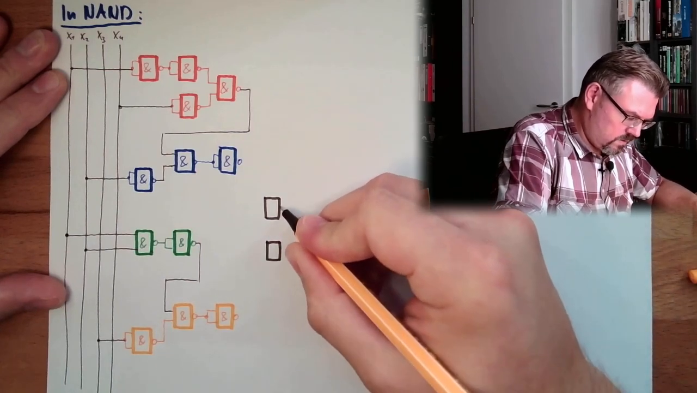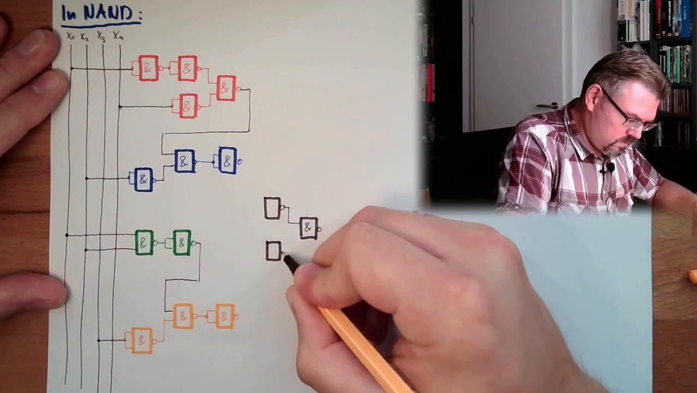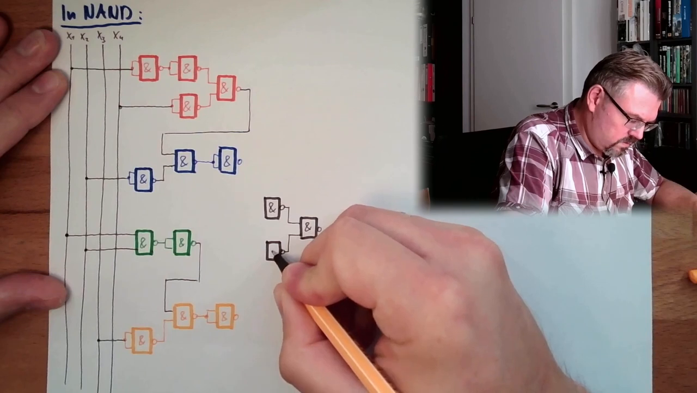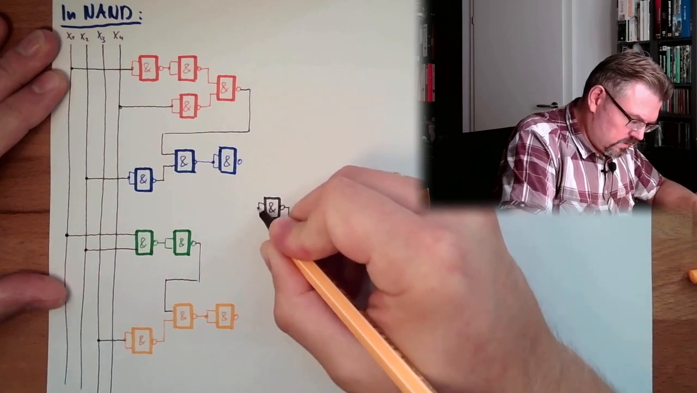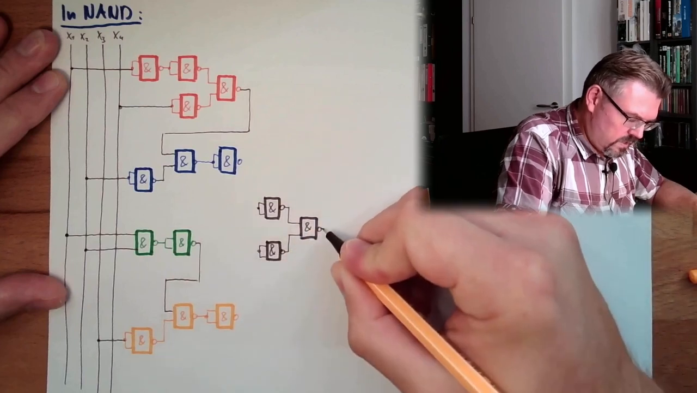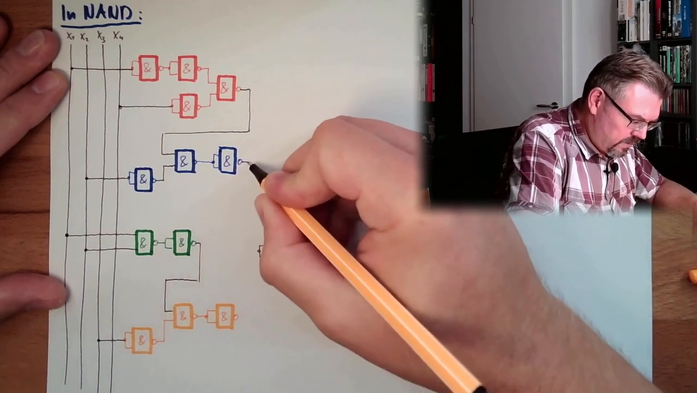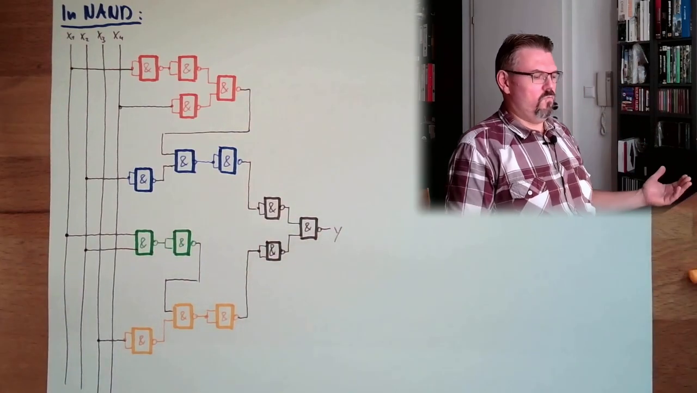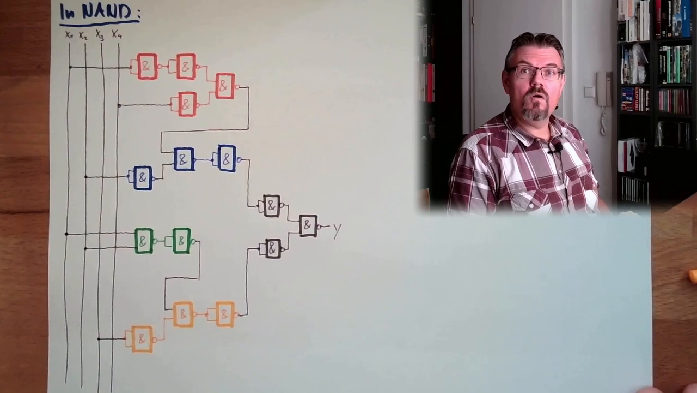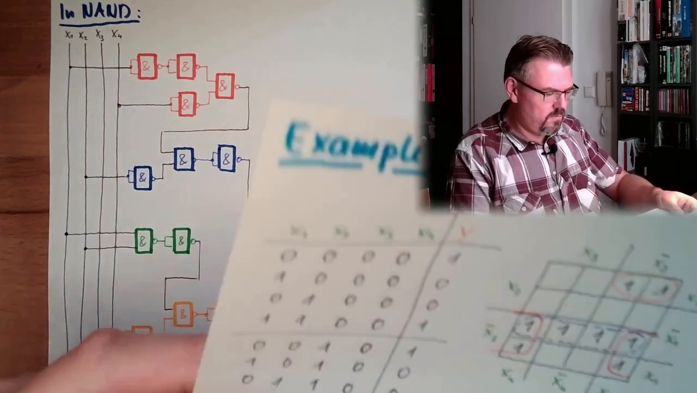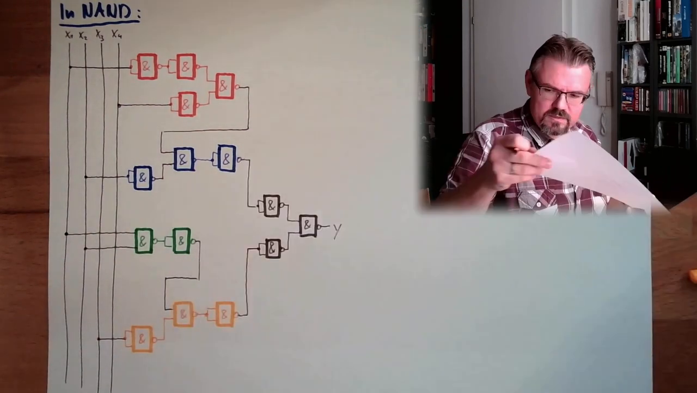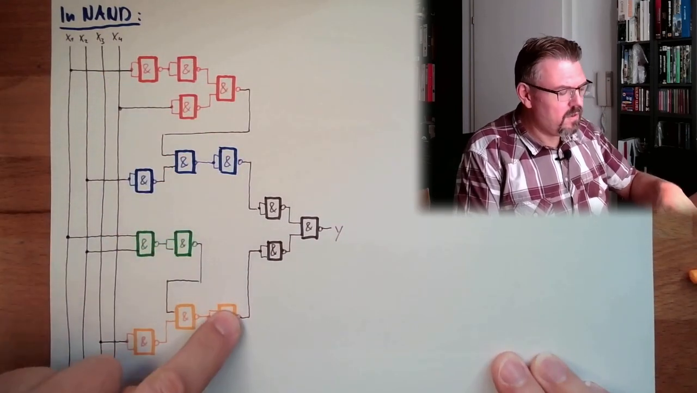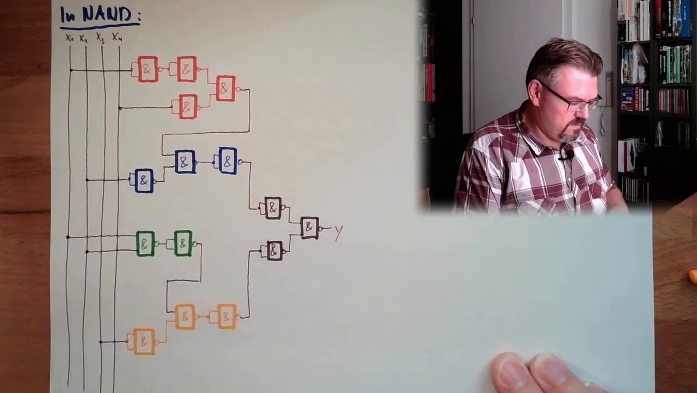These are NOTs here. Here we are done. Here we have Y. And here one comes from here and one comes from here. And that's it, you know? Now, I'm using 1, 2, 3, 4, 5, 6, 7, 8, 9, 10, 11, 12, 13, 14, 15 elements. Great.